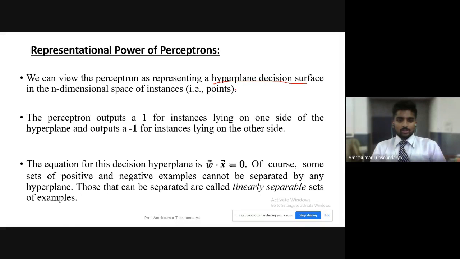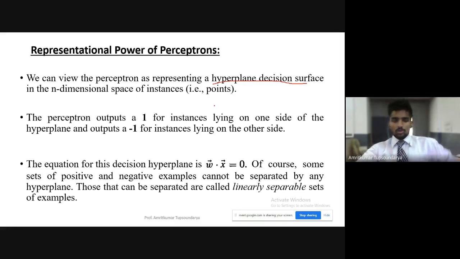Instances are nothing but points. For example, in our case, it can be every pixel, so that can be one instance, and that can be represented in n-dimensional space. It can be three-dimensional, four-dimensional, five-dimensional. There is no way that we can limit it, there is so much to explore. But let us start with a simple representation, that is a simple two-dimensional representation. How can we represent it as a hyperplane decision surface?